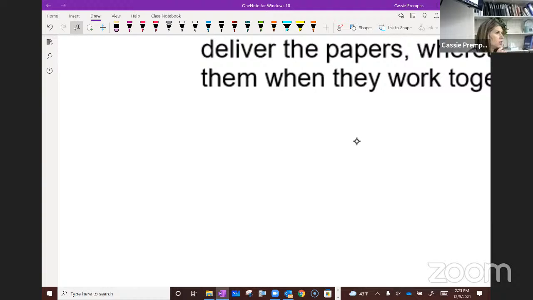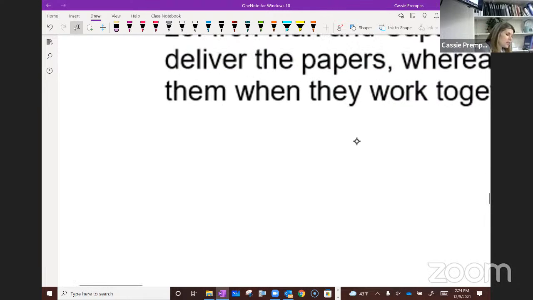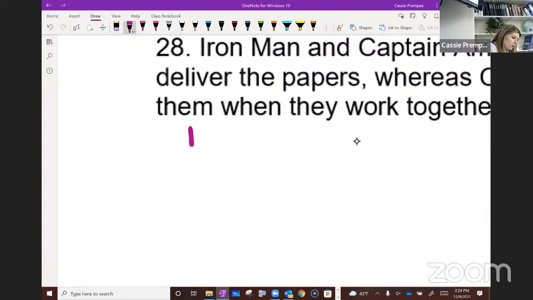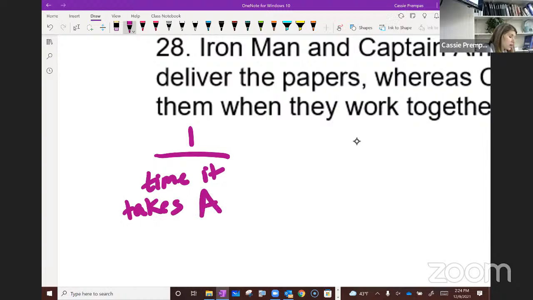Yes, very, very similar. So guys, here's a way I like to think about it. Let's say that it takes you 4 hours to clean your room. What would be your rate per hour? If it takes you 4 hours to clean your room, how much would you get done or what's your rate per hour? 1/4, 1 over 4. So that's how you identify someone's rate. It's 1 over the time it takes. I'm just going to call person A. So time it takes A to do the job alone.